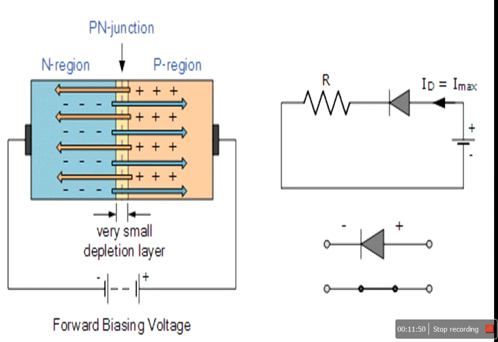So whenever you apply some external voltage, whatever positive charges you have at this point will repel and go to this side, and whatever negative charges you have at the depletion region are repelled to the negative terminal of the battery. So that's why the depletion region width will decrease.